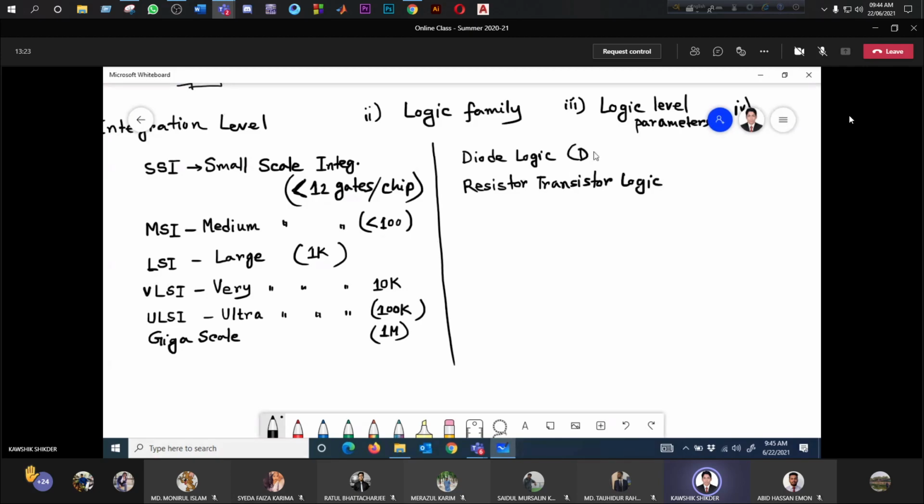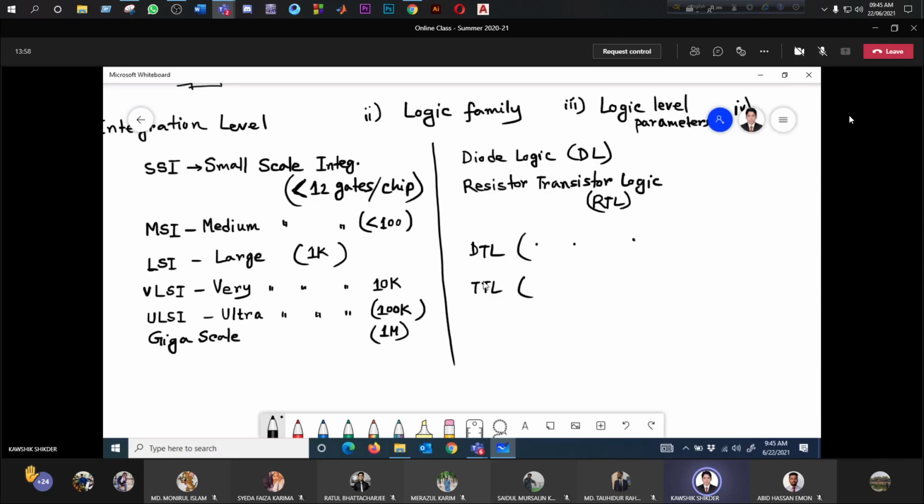The first one is DL for diode logic. This one is RTL, that means resistor transistor logic. Next is DTL. Can you guess? Diode transistor logic: D for diode, T for transistor, and L for logic. TTL: both T represent transistor. T for transistor, second T for transistor again, and L for logic.